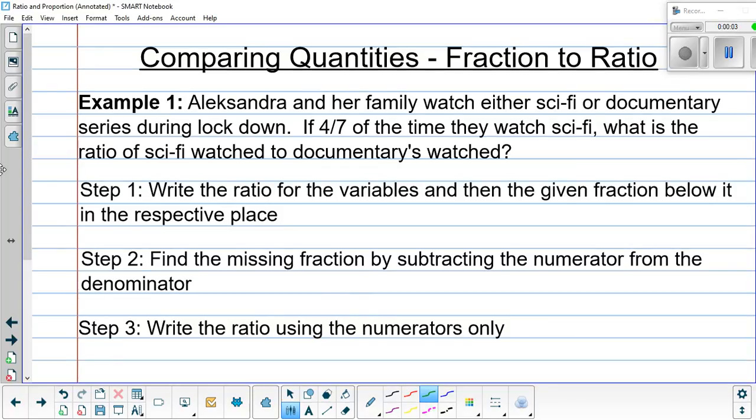We're going to look at comparing quantities and specifically fractions to ratio. Last video we talked about ratios to fractions, so let's do it the other way around.